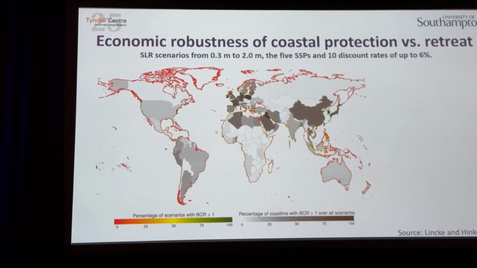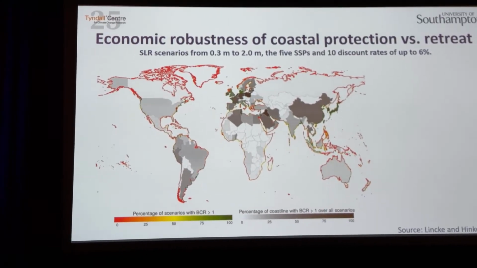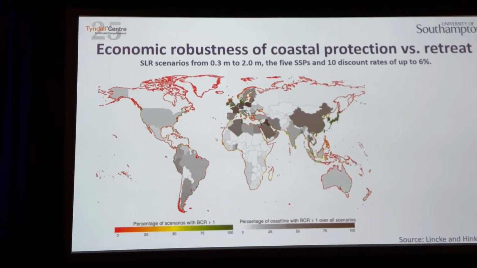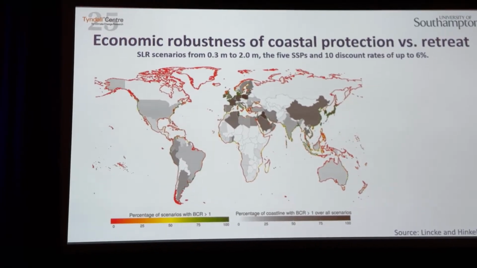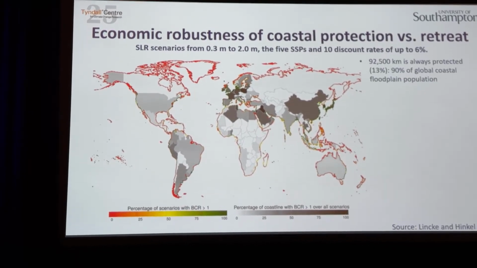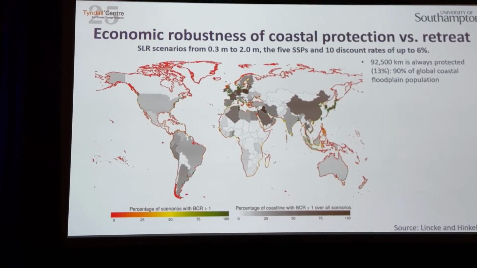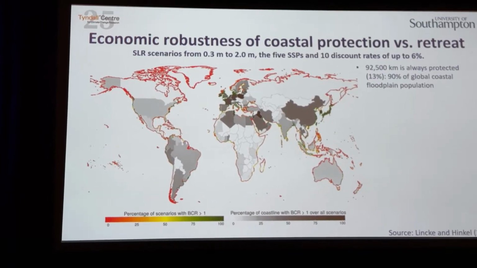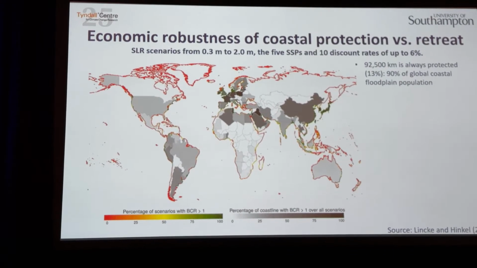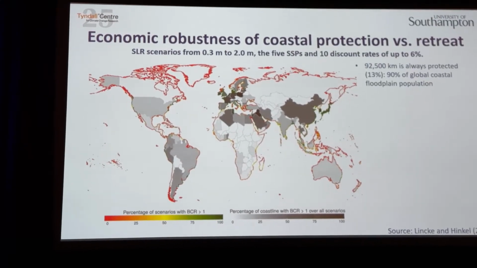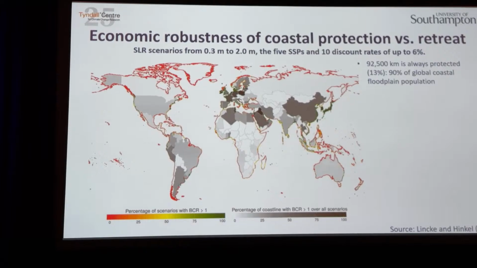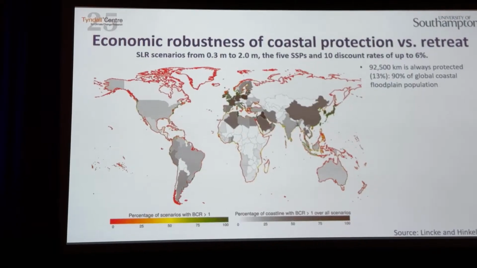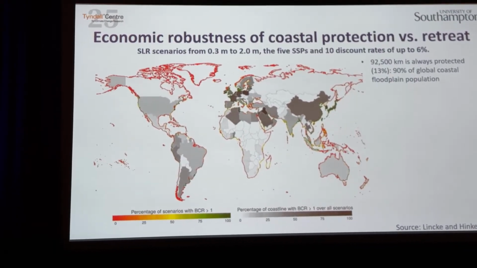Go to the US, it's grayer, so there's less protection. Canada and Russia, they're pretty white. There's hardly any protection, but they have a huge coast and not really many people live on the coast. So if we go forward, we can see 92,000 kilometers of coast is always protected in this analysis. We're looking at a range of scenarios, a range of discount rates, a range of views of the future population. But 90% of the world's population is protected. The population is not uniform, it's concentrated in the cities, for example. So you can protect small lengths, you can protect most people.